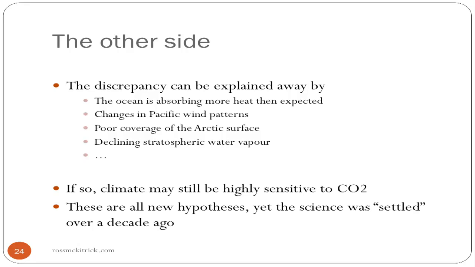Maybe the heat's there, it's just going into the oceans. Maybe the Pacific wind patterns have changed. Maybe there's something going on with stratospheric water vapor. All kinds of possibilities that would allow you to have a high sensitivity to CO2 in the models, but the models still successfully manage to predict a hiatus in warming even during an interval where radiative forcing has gone up so much. So that's what some people are looking for.